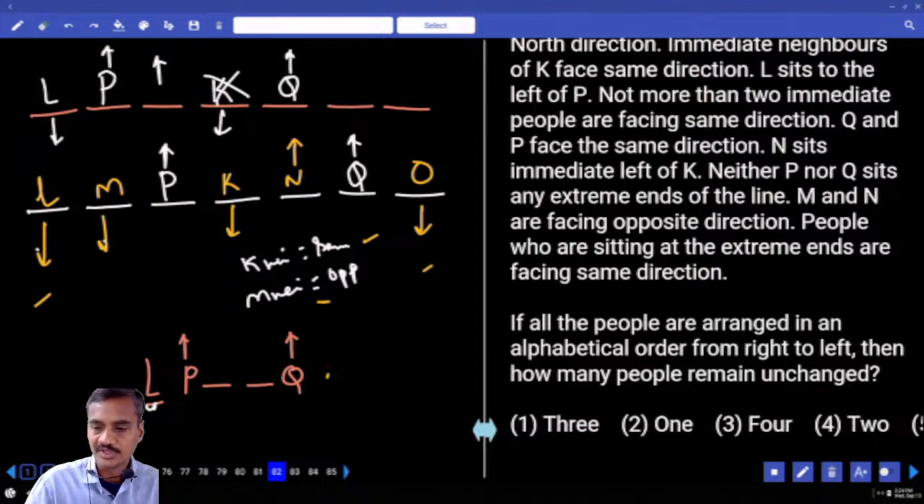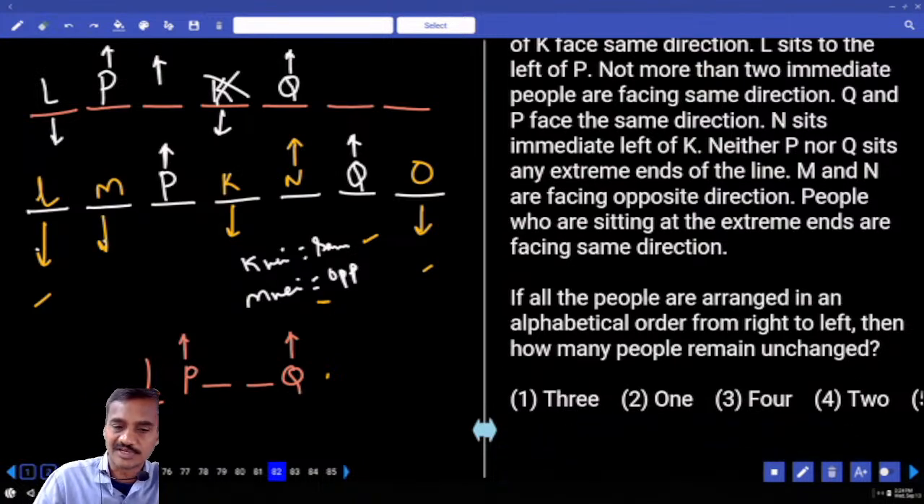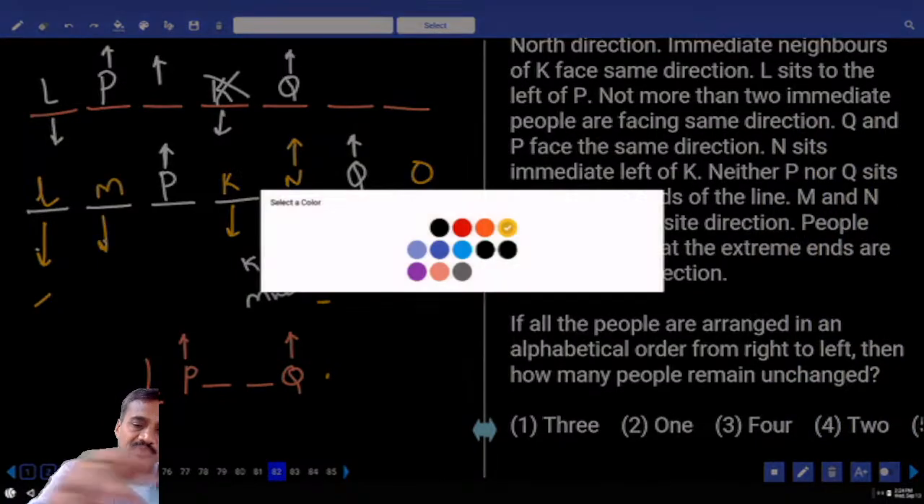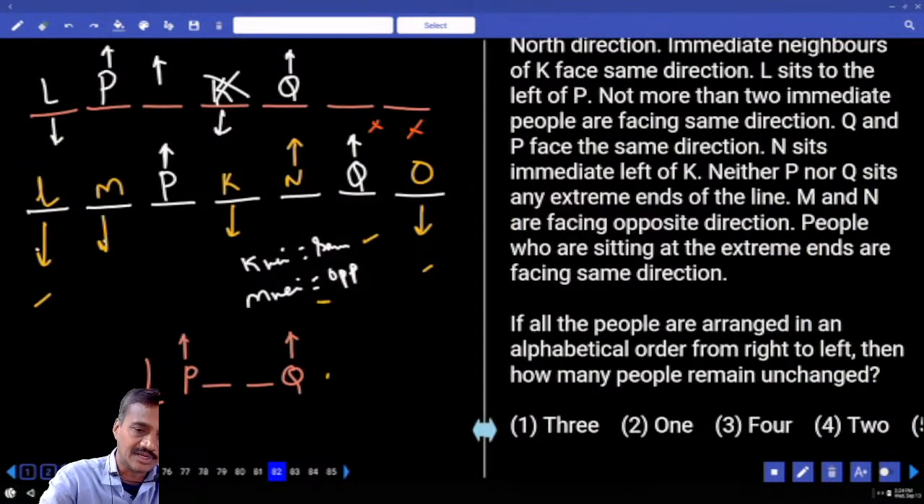Then 82, if all the people are arranged in alphabetical order from right to left, how many people remain unchanged? Right to left, who are the persons? K, L, M, N, O, P, Q. And none of the persons remain at the same place. None, that is choice 5, question number 82.